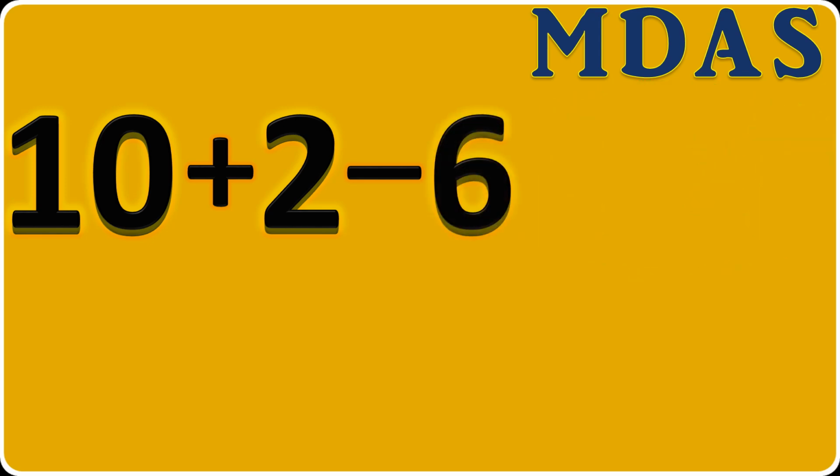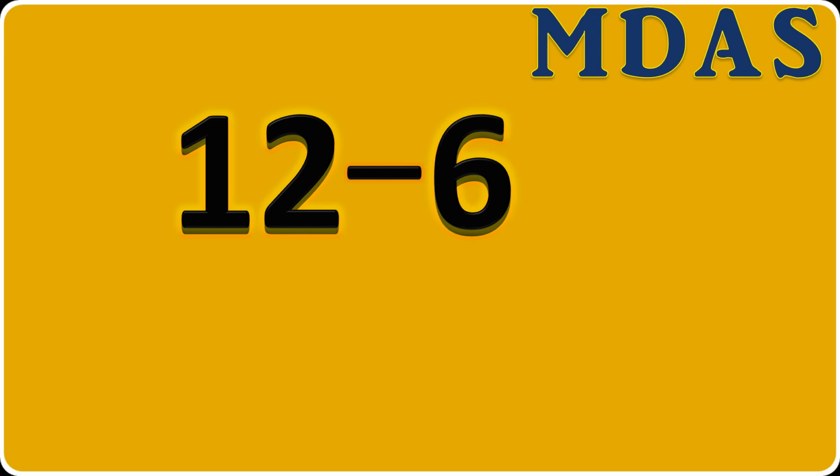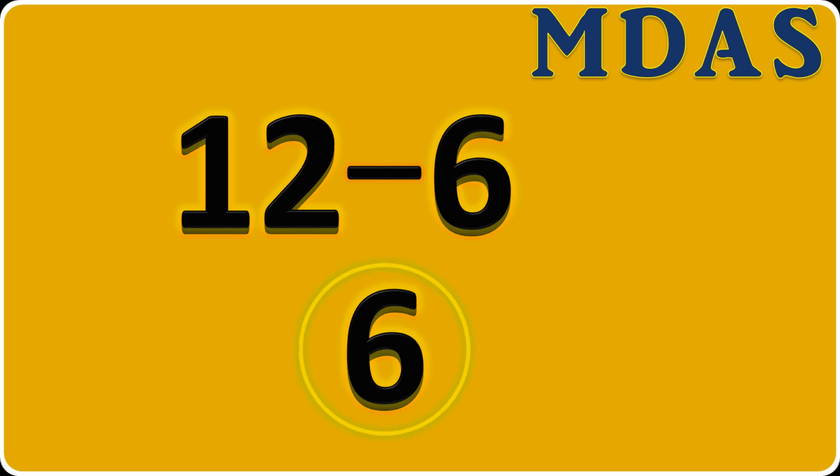Now we have 10 plus 2 minus 6. What operation should we do next? Subtraction or addition? Since addition is at the left, we will do it first. 10 plus 2, that's equal to 12. Then we have 12 minus 6, which is equal to 6. Hence, the correct answer is 6. Alright? Is your answer correct?